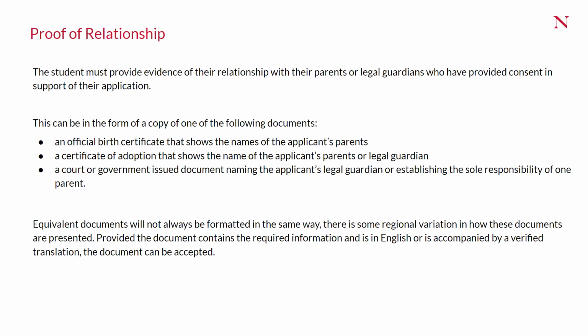The student must provide evidence of their relationship with their parents or legal guardians who have provided consent in support of their application. This can be in the form of a copy of one of the following documents: an official birth certificate that shows the names of the applicant's parents, a certificate of adoption that shows the name of the applicant's parents or legal guardian, or a court or government issued document naming the applicant's legal guardian or establishing the sole responsibility of one parent.